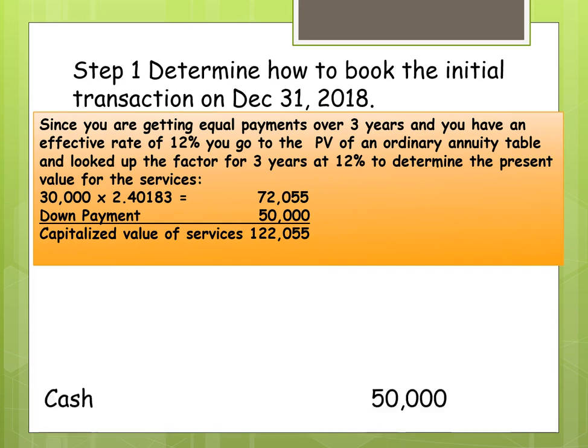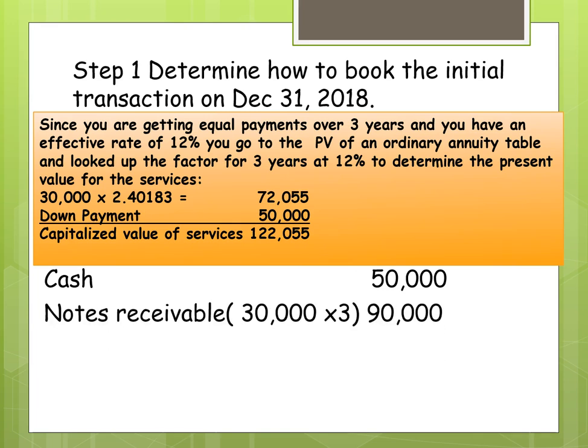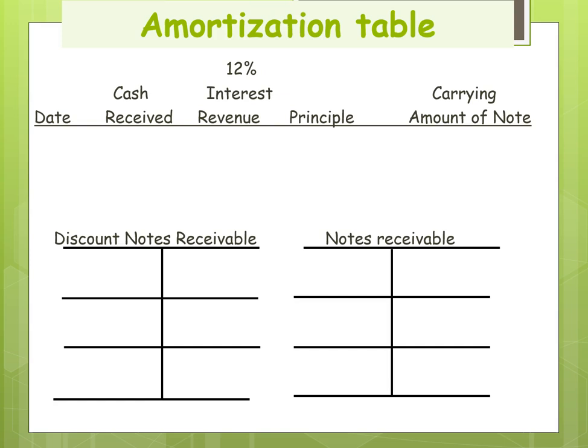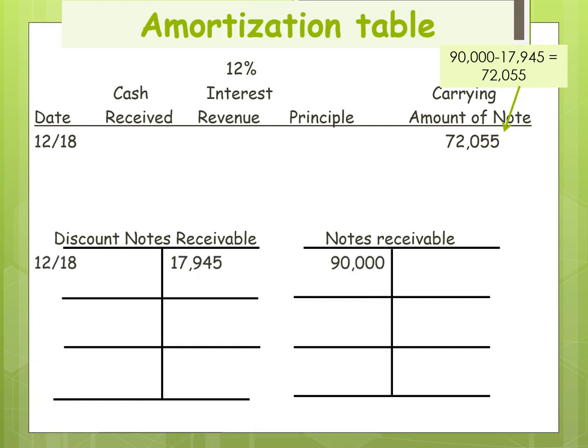So what does our journal entry look like? It's going to be cash, notes receivable, service revenue, and discount on notes receivable. Now what I've done is done the T account so you can see how the balance changes every time we've made a payment. So again, we start with the net amount, which is our discount on notes receivable and our notes receivable. So it's $90,000 minus the $17,945. And that would be our balance when we first signed the note.